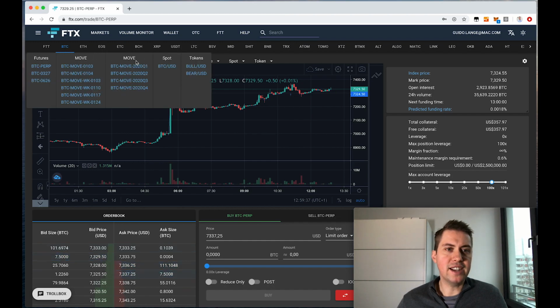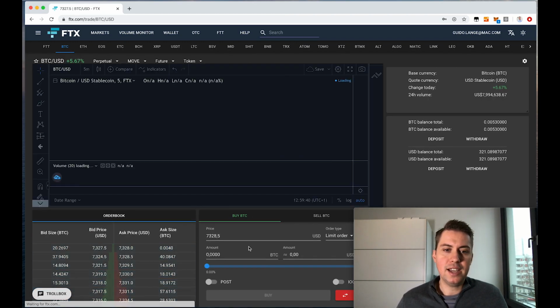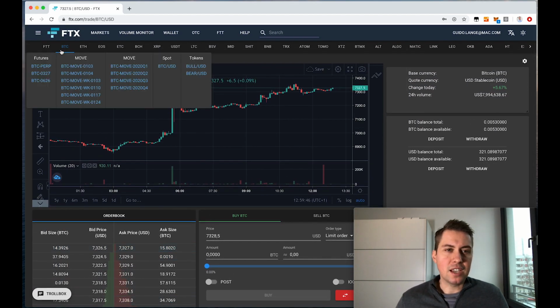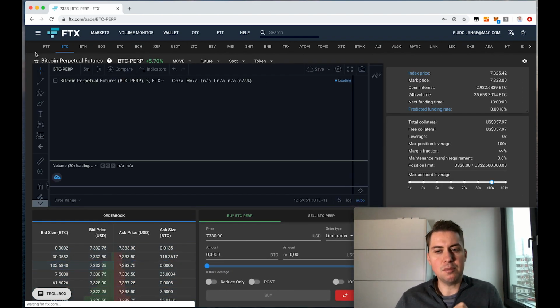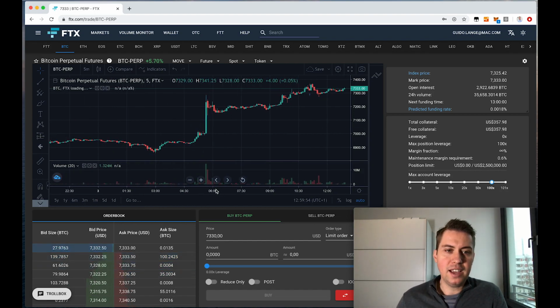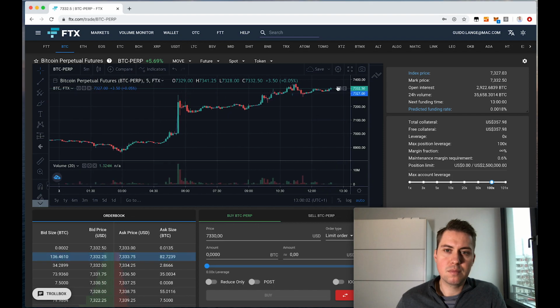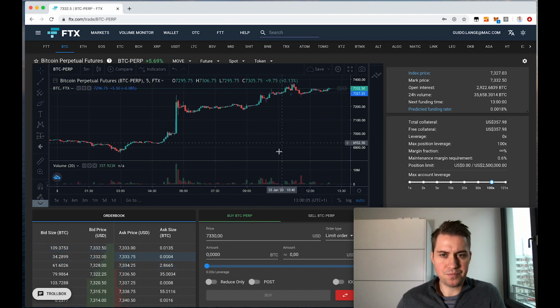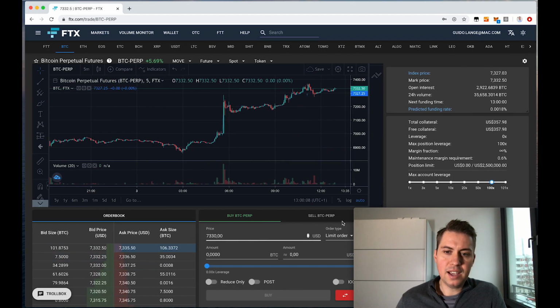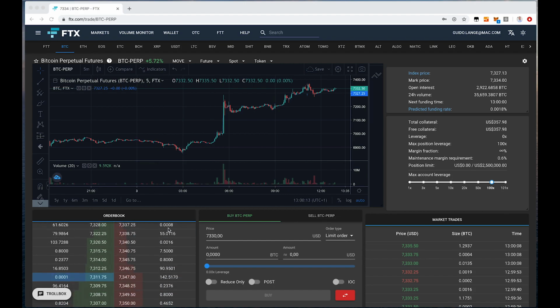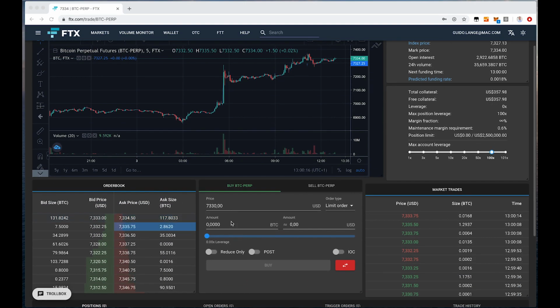So let's look how you can actually enter a position. And it's more or less the same for spot contracts or futures contracts. So let's look at the futures contracts, because they are the most popular here. And right now you can see the Bitcoin price is at 7,327. And I will move that to the side. And here you could actually enter that position.